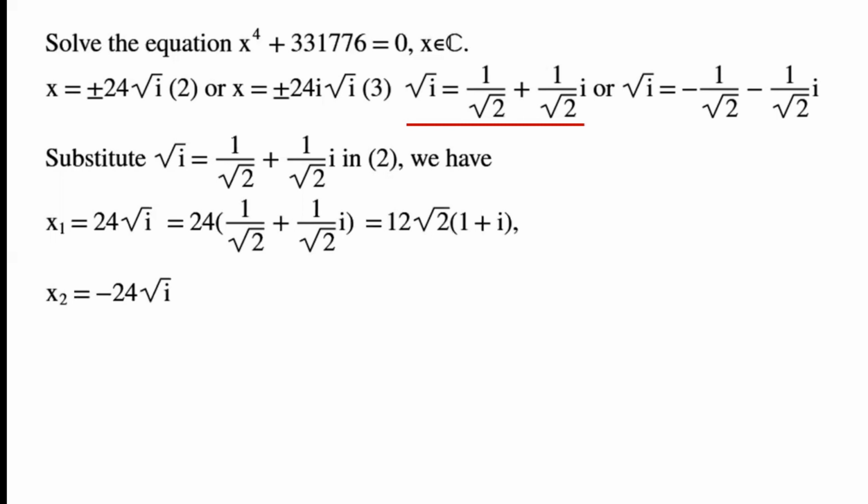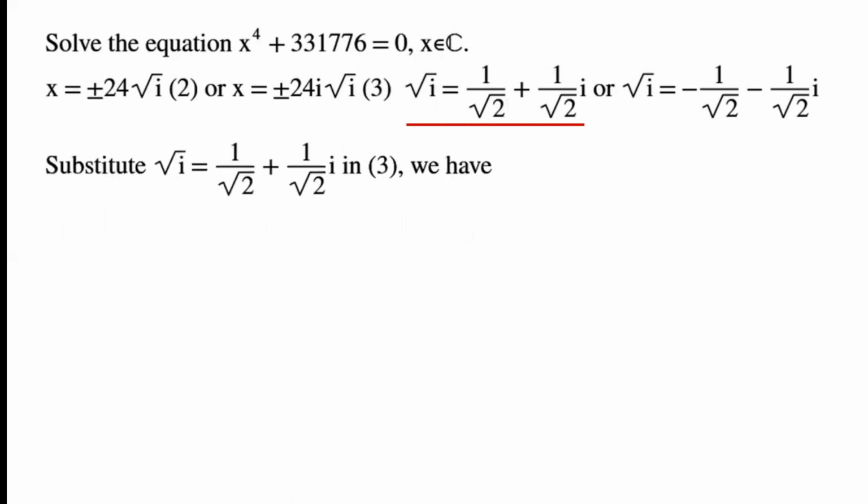x2 equals minus 24 times root i, which can be written as minus 24 times 1 over root 2 plus 1 over root 2 times i, which can be written as minus 12 times root 2 times 1 plus i.